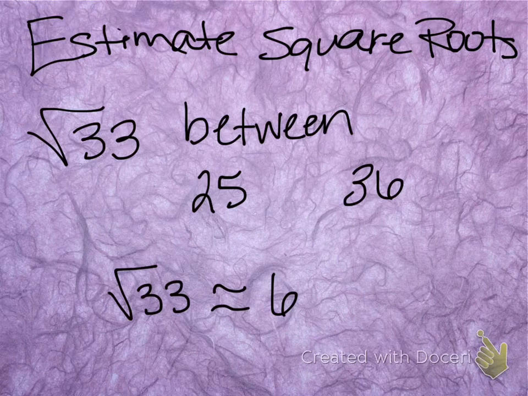Once we identify what it's between, we need to see which one it's closer to. Is it closer to 25 or closer to 36? In this case, it's only 3 away from 36, so it is closer to 36. So when we estimate, we would say that the square root of 33 is approximately 6. And that squiggly equal sign means approximately.